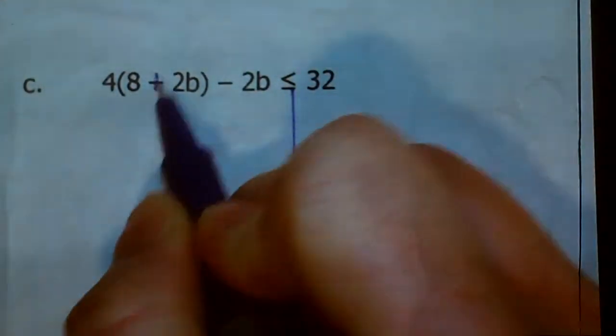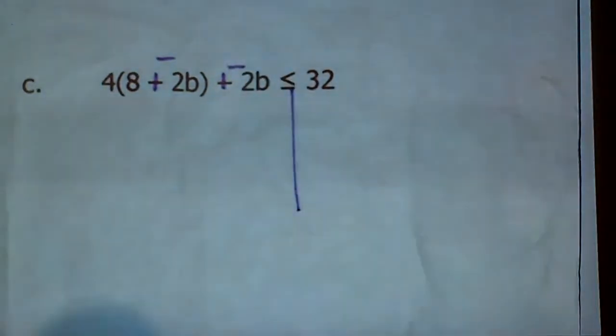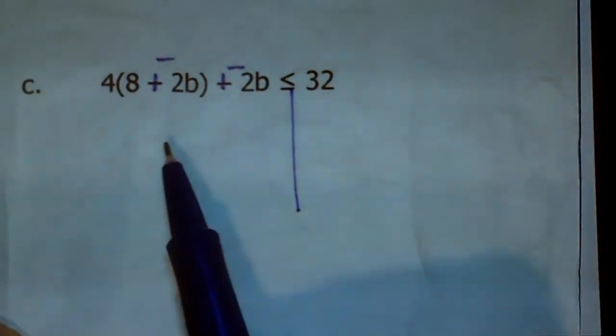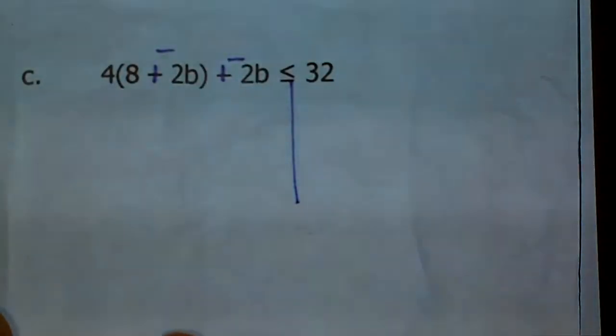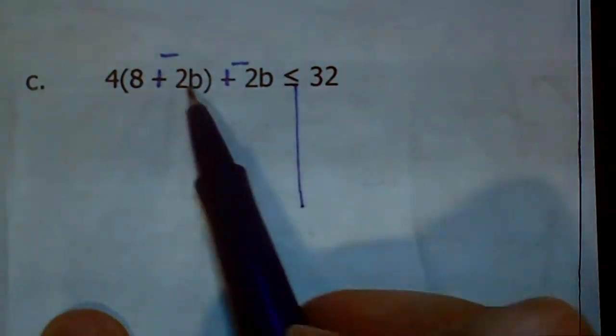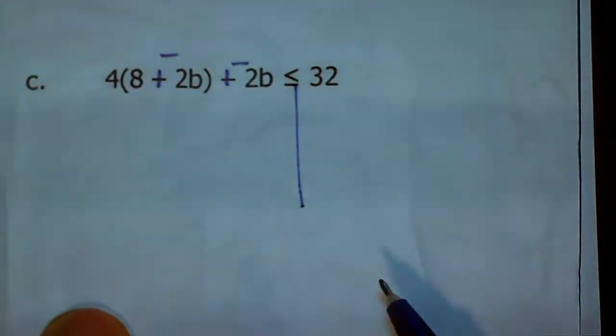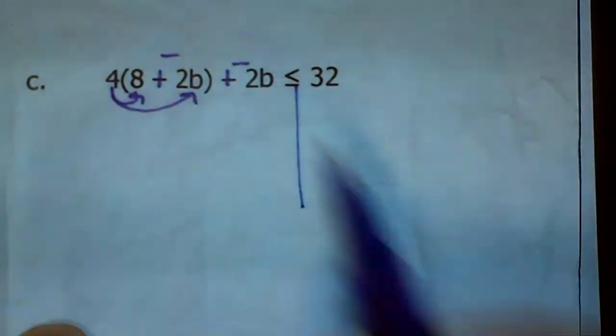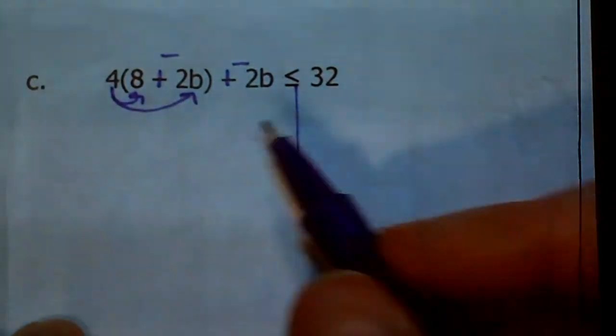Remember, let's keep change change so that we know that that's really a negative 2b. Otherwise, it gets lost in the shuffle sometimes. So the first thing you should do is get rid of those parentheses. And since we can't take 8 plus negative 2b, they're not like terms, to remove the parentheses in this case, we need to use our distributive property. So I'm going to distribute the 4 to both numbers inside.